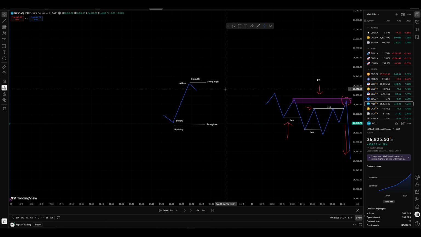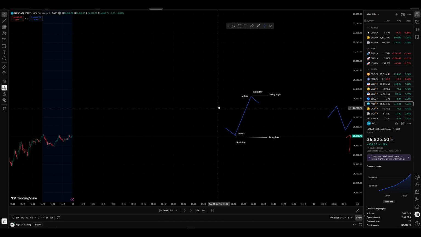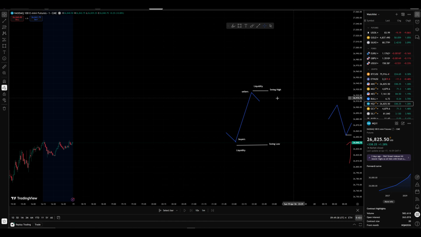So, the first thing that you guys need to understand is, what is a swing high? What is a swing low? What do they mean? Why is it important? Okay, so a swing high, a swing low, in the simplest terms, is showing us where buyers and sellers have transacted in large amounts, because that's how markets go up, that's how markets go down.